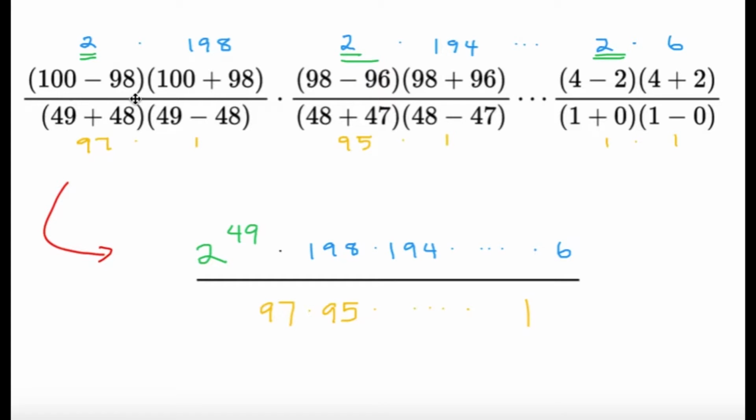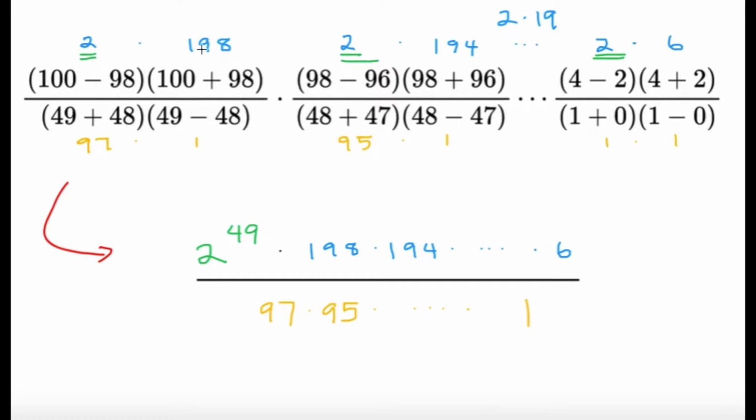So 100 minus 98 is 2, and 100 plus 98 is 198. Let's write the first few terms down. We notice that in the numerators, it's 2 times 198, 2 times 194, and so on until 2 times 6. So it's 2 times something, and that's true for everything. The next term gives 2 times 190. The something that you multiply, the 198, the 194, the 190, all the way down to 6, are terms of an arithmetic sequence, going down by 4 each time.